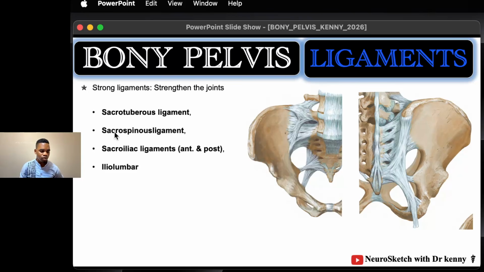We have a ligament which is called the sacrospinous ligament. This ligament is coming from the sacrum to the ischial spine. It's called the sacrospinous ligament. You have the sacroiliac ligament. This ligament is coming from the sacrum to the ilium, the sacroiliac ligament. And then you have the iliolumbar ligament, coming from the iliac bone to the lumbar vertebra.